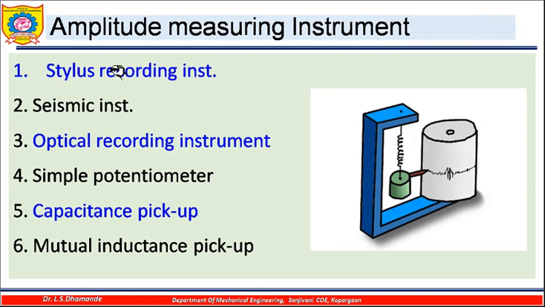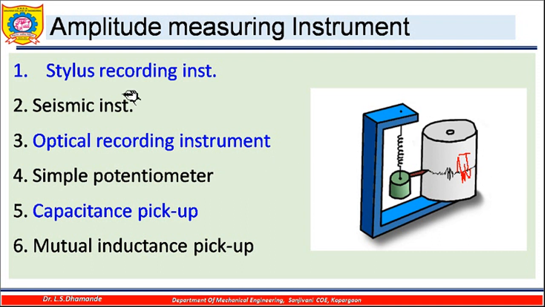Now we will see the amplitude measuring instruments. You have to measure the vibration amplitude. Amplitude means, suppose you can see here a simple spring and mass system. If I displace this mass from its mean position, you can see the different amplitudes. So what is the maximum amplitude of vibration of this system? From this mean position, this distance is nothing but what is called the amplitude of vibration.